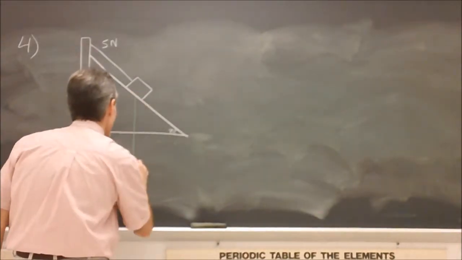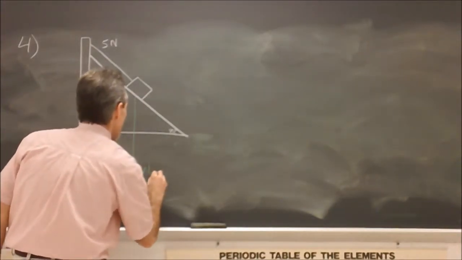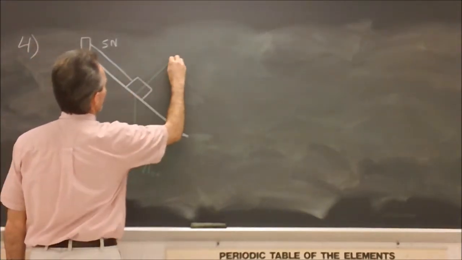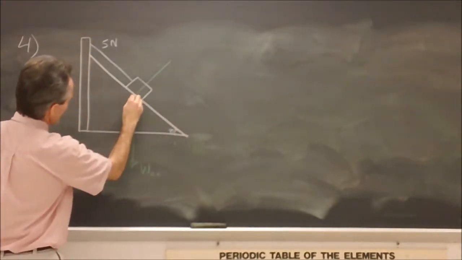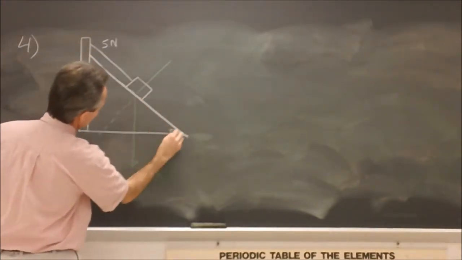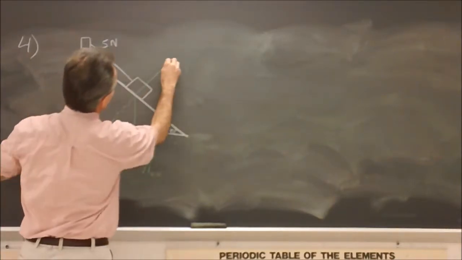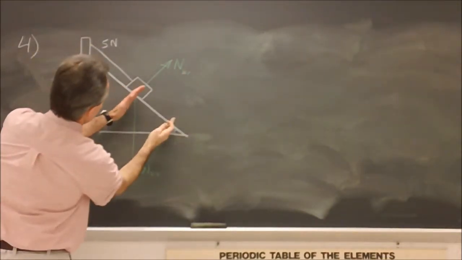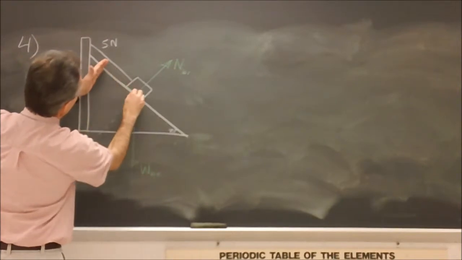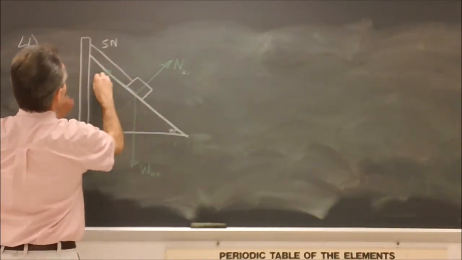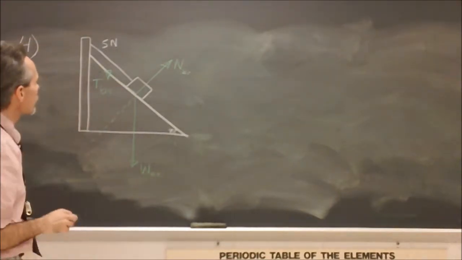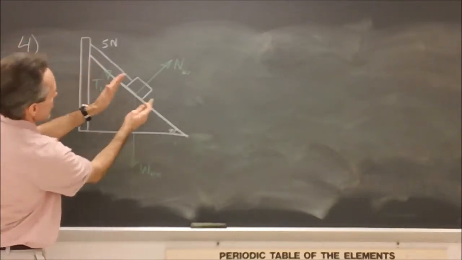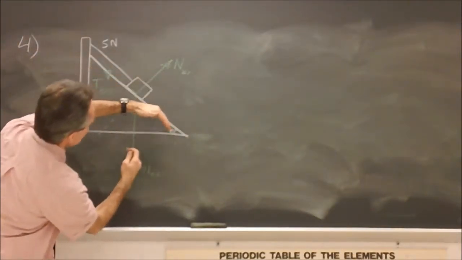So there is going to be a weight force on the box from the earth. There's going to be a support force on the box from the ramp, and there's going to be a tension force on the box from the string. It's not changing its motion, so that means this must be equal to this. This must be equal to this.